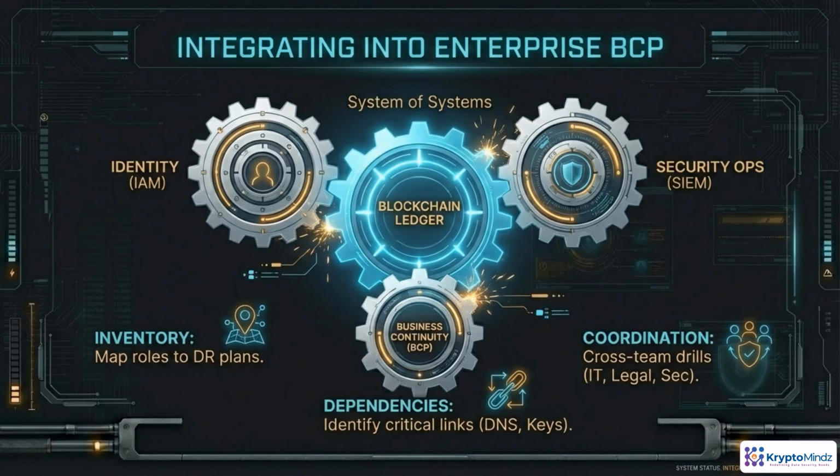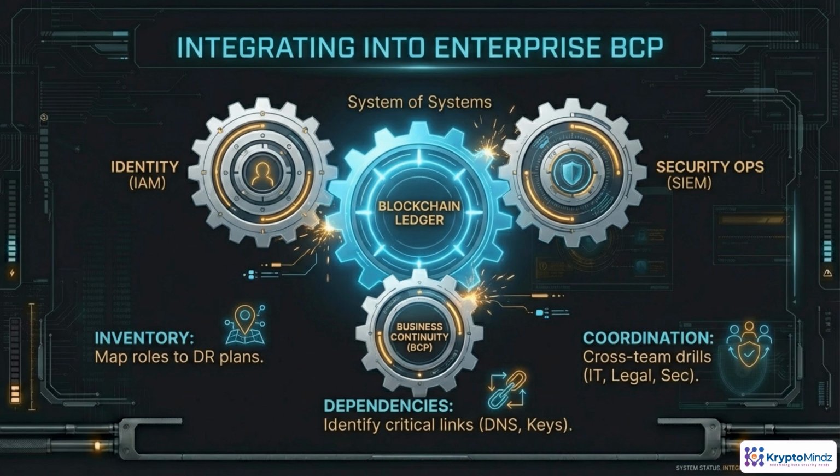Your blockchain network should be treated as just another critical system inside your enterprise business continuity plan, not something special on the side. Start by tying it firmly into identity. Who can operate nodes, manage keys, and approve failover actions? Those roles must exist in your IAM and DR documentation.